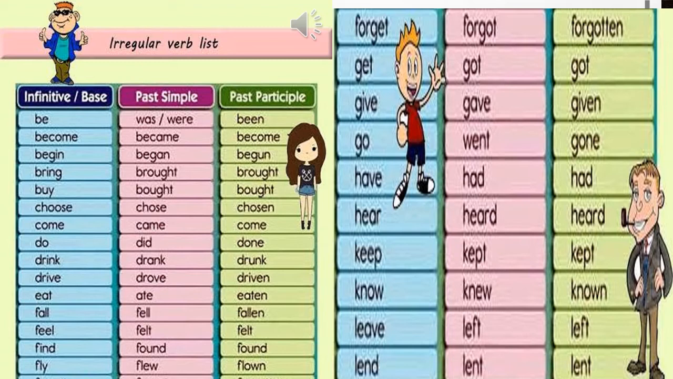There are common irregular verbs like be, it's gonna be was or were, been, become, became, break, broke, broken.